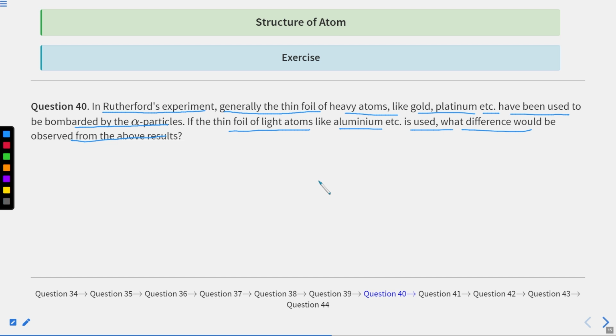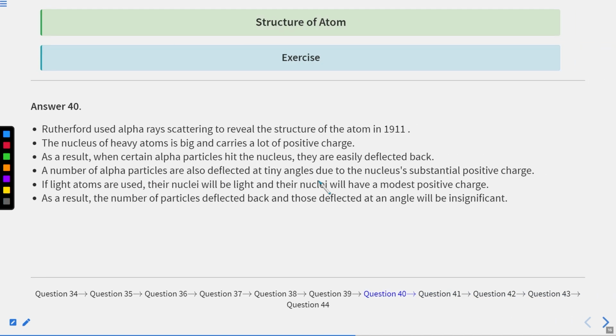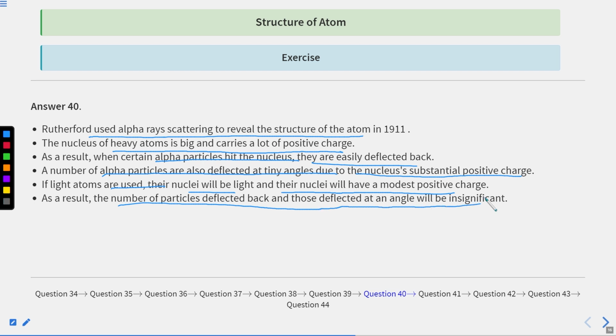Now in light atoms, what will happen? The nucleus will be reduced to an even smaller area. Clear? So Rutherford used alpha particle scattering to reveal the structure of the atom, and the nucleus of a heavy atom is large and carries lots of positive charge. As a result, when alpha particles hit the nucleus, they are easily deflected back. A number of alpha particles were also deflected at tiny angles due to the nucleus's substantial positive charge. Now, if light atoms are used, then the nucleus will be light and will have a modest positive charge. As a result, the number of particles deflected back and those deflected at an angle will be insignificant.